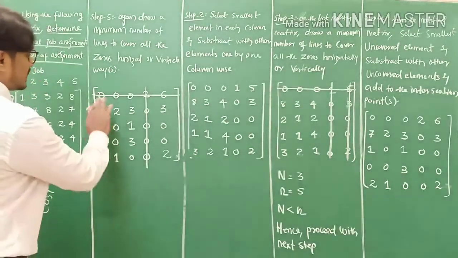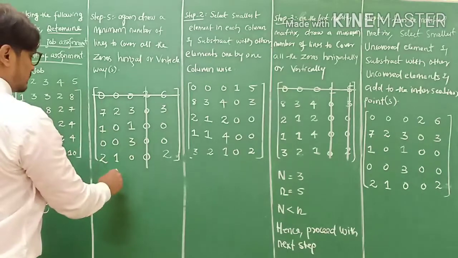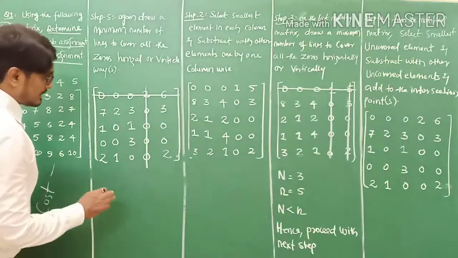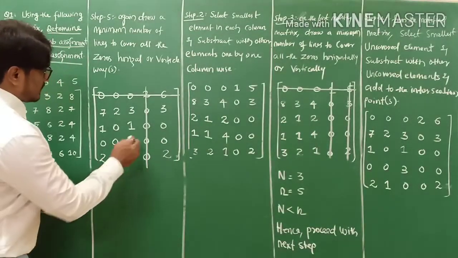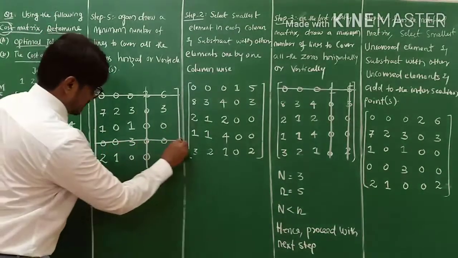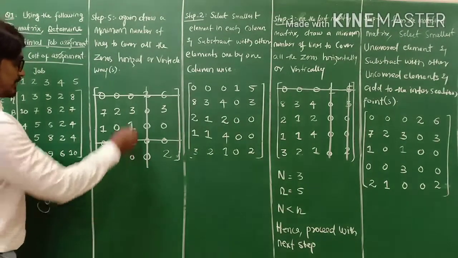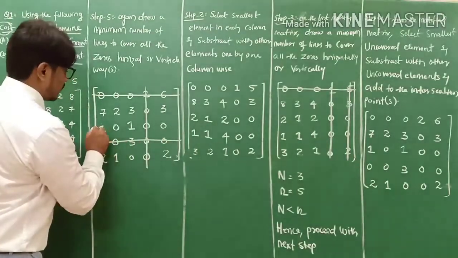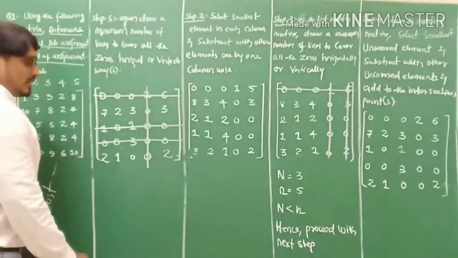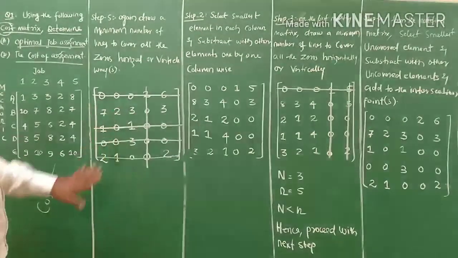it's not possible to draw here. Okay, see, I'll try my level best to draw. I draw here, I cover 2. If I draw here, I cover 3, my friends. So I already covered 3. Now if I draw like this, I cover 2. Either you draw vertical or horizontal. So I draw vertical to cancel this. There is no zero remaining.